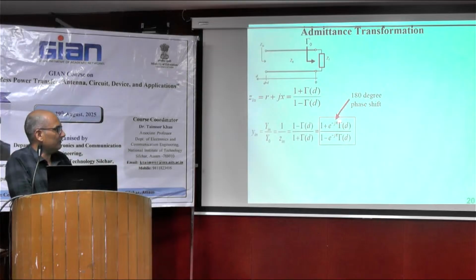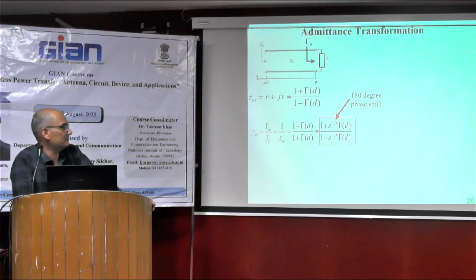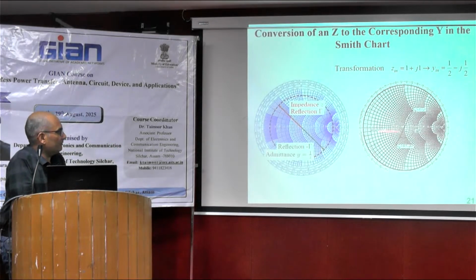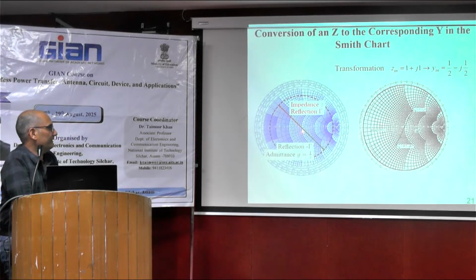What does it mean? Only a 180-degree phase shift you need to insert in the values of Z, then finally it will give you the sense of admittance. It is this way. From the center to this point is the impedance, then its corresponding admittance will be this point. That is a 180-degree phase shift.